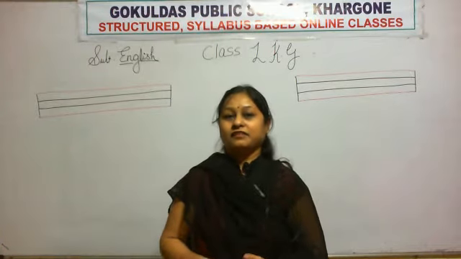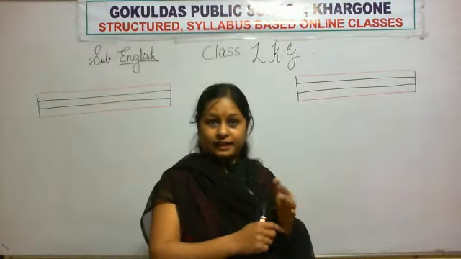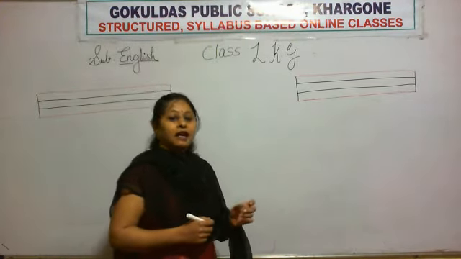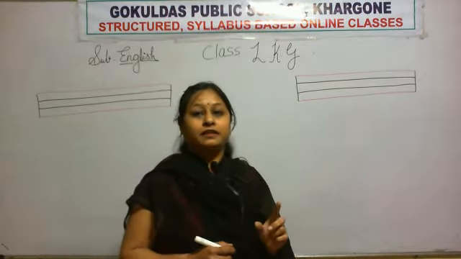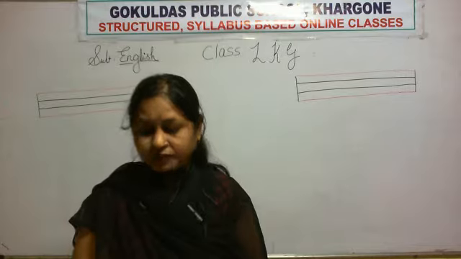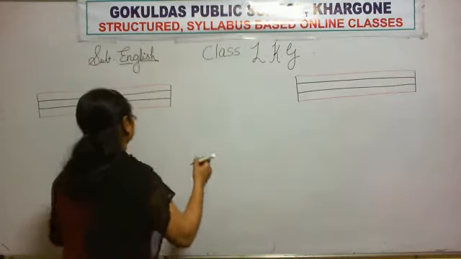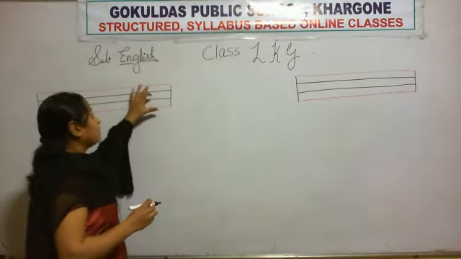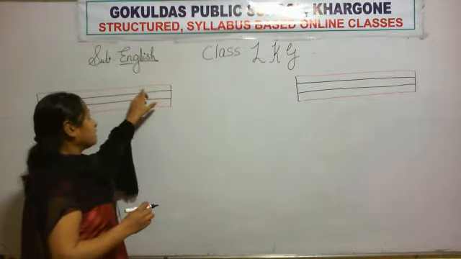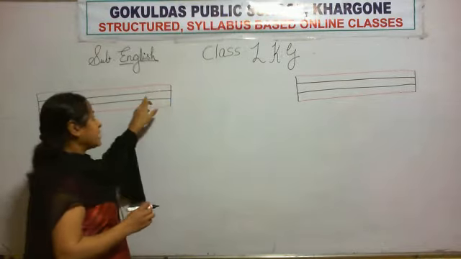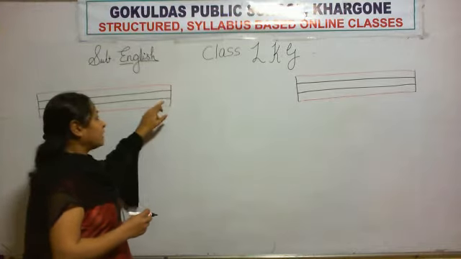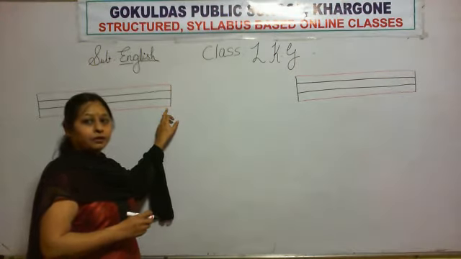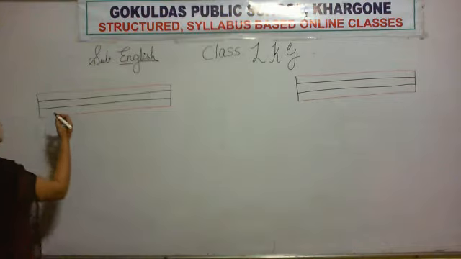In previous lecture we have learned how to write A and the sound of A. And the next letter was B. Today again we will learn letter A. In previous lecture I taught you the names of the lines. First line is headline, second line middle line, third line base line, and last line is lower line. Okay. Now how to write A?